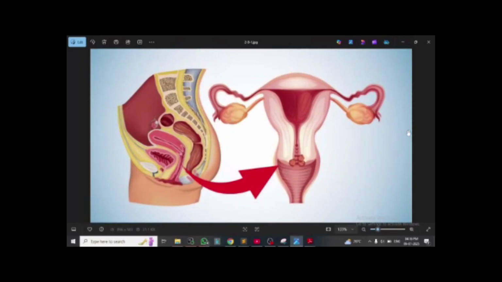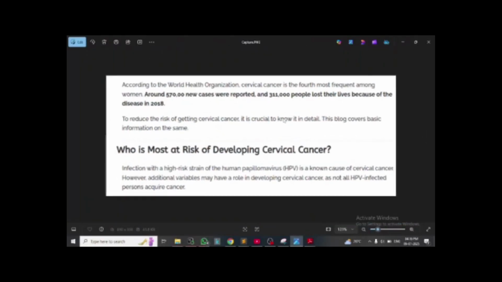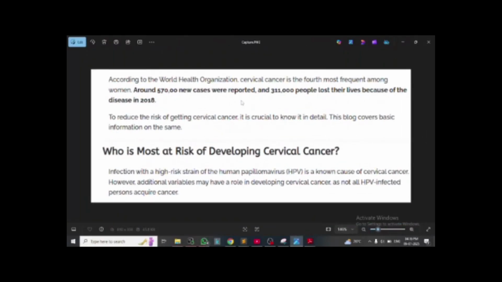Cervical cancer. According to the World Health Organization, cervical cancer is the fourth most frequent cancer among women. Around 570,000 new cases were reported, and 311,000 people lost their lives because of the disease in 2018. To reduce the risk of getting cervical cancer, it is crucial to know it in detail. This blog covers information on the same.